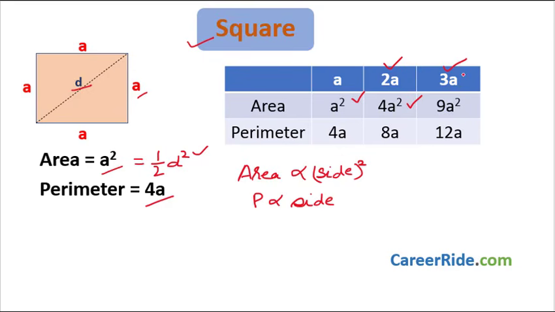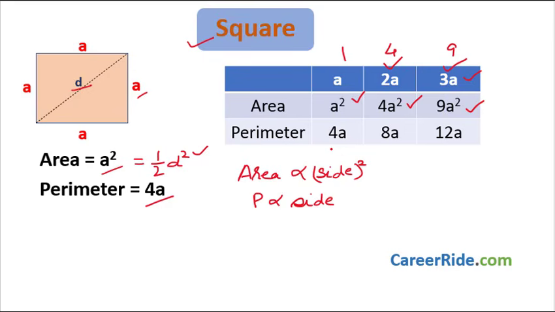In the third case, when the side is tripled, the side becomes 3a. What is the effect on the area? It becomes 9 times. So how does the area change with the sides? Here it is 1, here it becomes 4 times, here it becomes 9 times. So this is how the area changes.